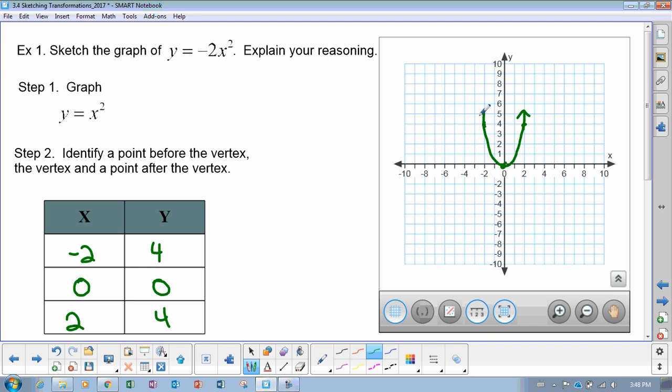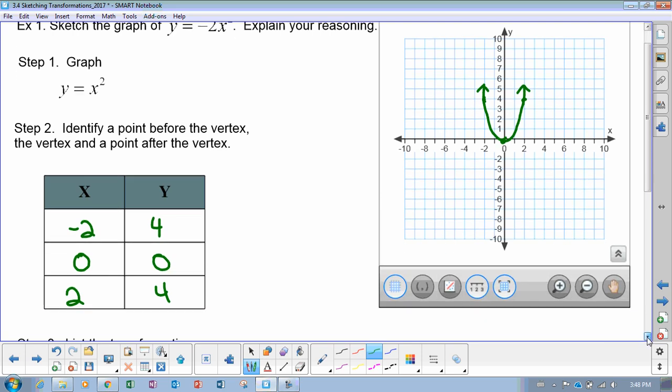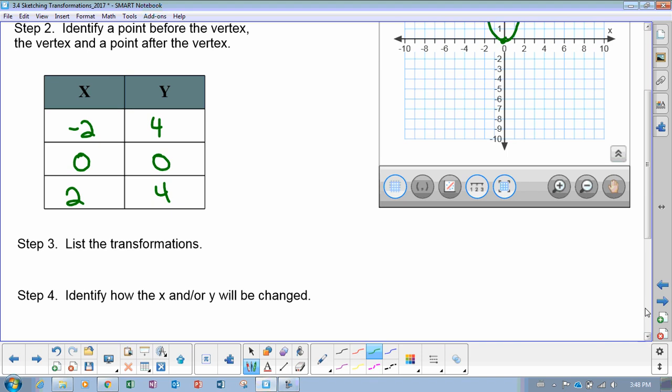So this is what my parabola looks like. Okay, so that's the original. Every single question is going to start off with this y equals x squared when we're talking about doing transformations, because it's always compared to this here. Okay, so now we're going to list our transformations.